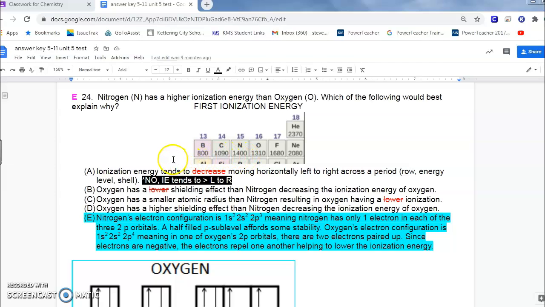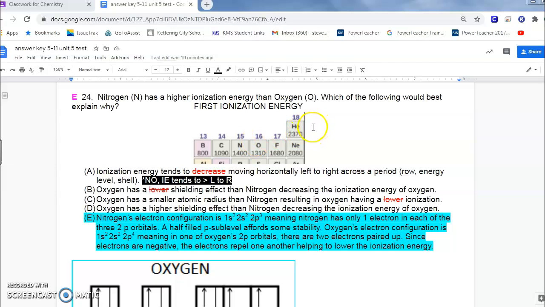The trend says ionization energy should increase left to right because the atoms are getting smaller. 800, 1090 is higher, 1400 is higher than 1090. Then it drops to 1310. Then it goes up to 1680, so it's back to going up, and then 2080. So it's going up left to right here, except between nitrogen and oxygen.